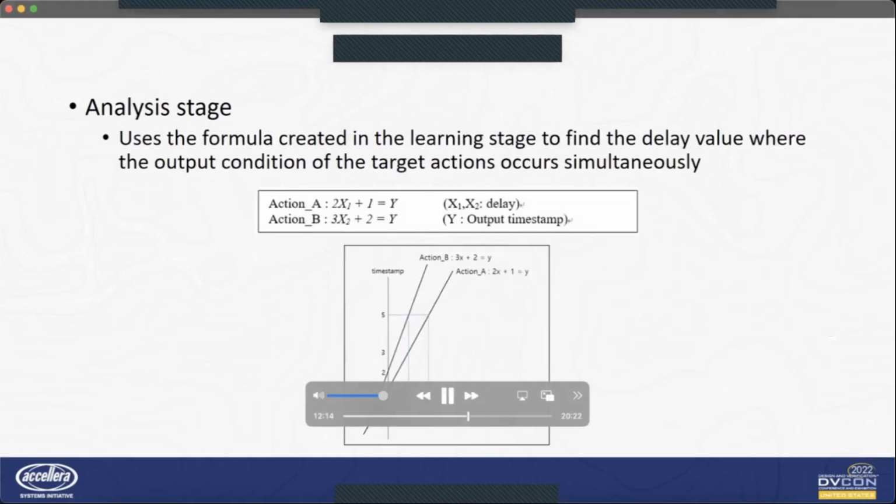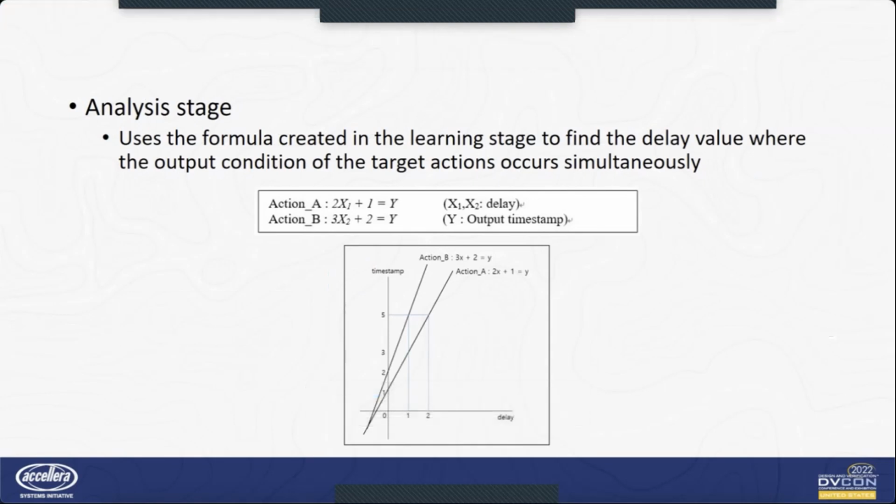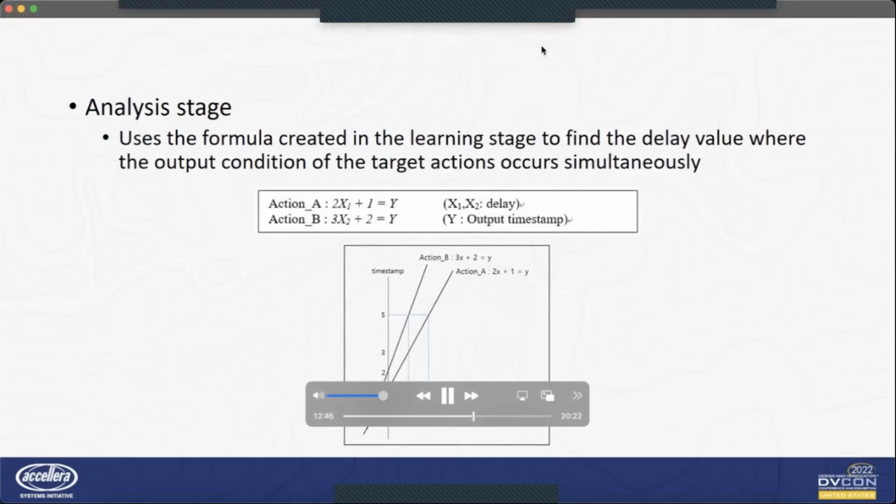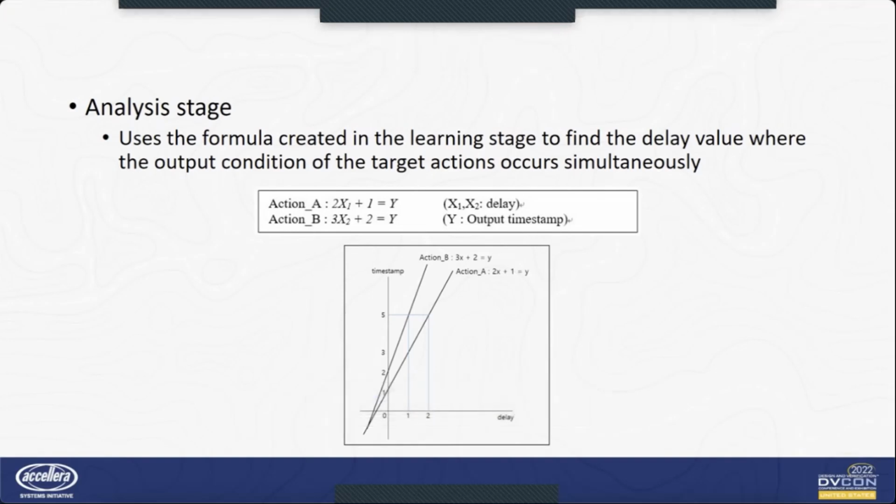Through the learning stage, we obtain a linear equation of 2x1 + 1 for action A and 3x2 + 2 for action B for common y. And as in the graph below, we need to find the positive integer values x1 and x2 that have a common timestamp value y. There is also a way to find the same y value by incrementing x1 and x2 by 1, but we applied a different mathematical approach.